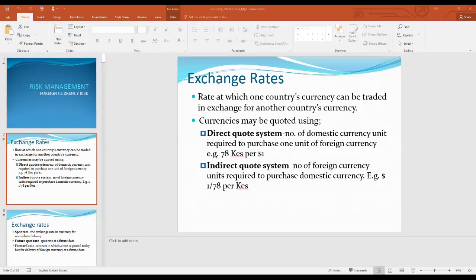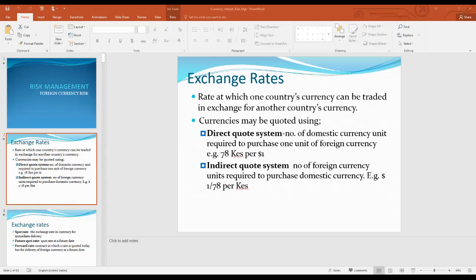So what's an exchange rate? Exchange rate is simply the price of one currency over the other. For example, what's the price of the dollar for the Kenya shilling? They'll call that the exchange rate: the rate at which one currency is exchanged for the other currency. You show the price of the dollar in Kenya shillings, how much is it? They'll call that the exchange rate.